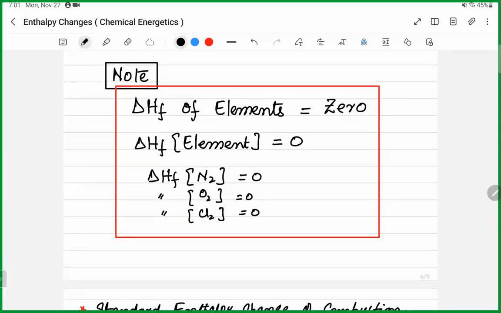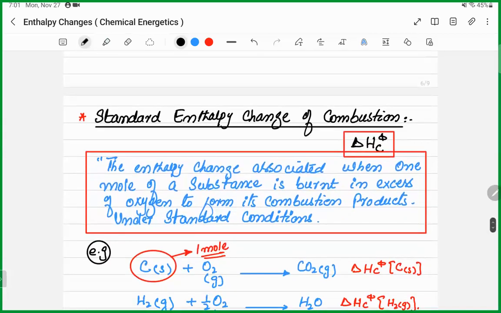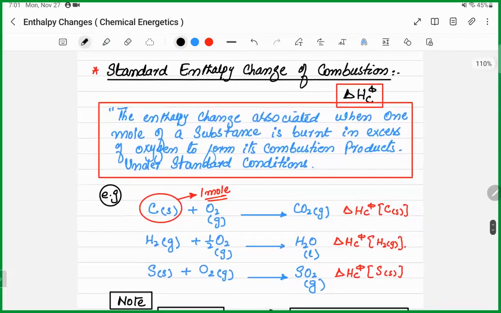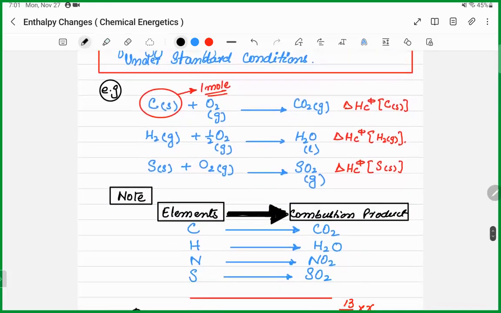चाहे वो नाइट्रोजन, हाइड्रोजन, ऑक्सीजन, सल्फर, whatever it is, formation is always for the compounds. And a standard enthalpy change of combustion when 1 mole of a substance, element ho, compound ho, jo bhi ho, is burnt in an excess of oxygen to give its combustion product.